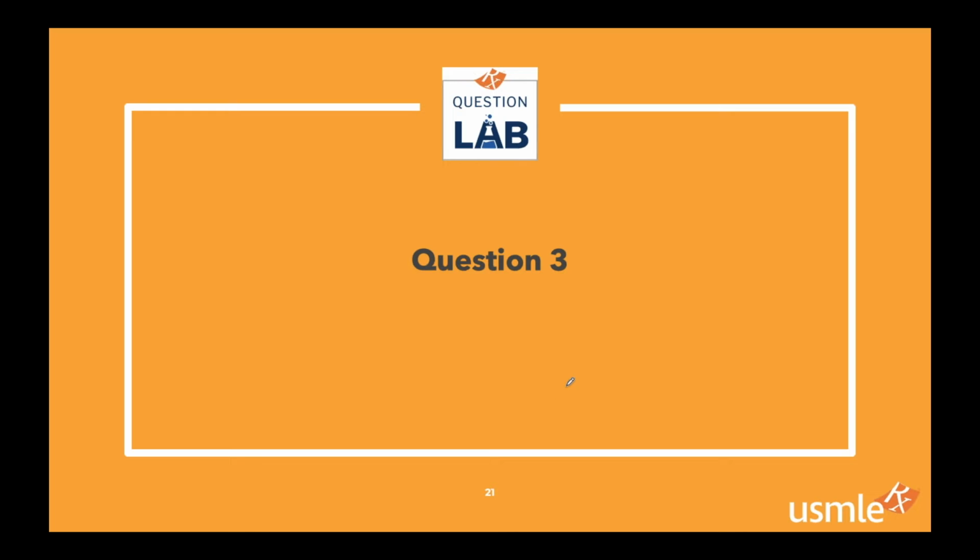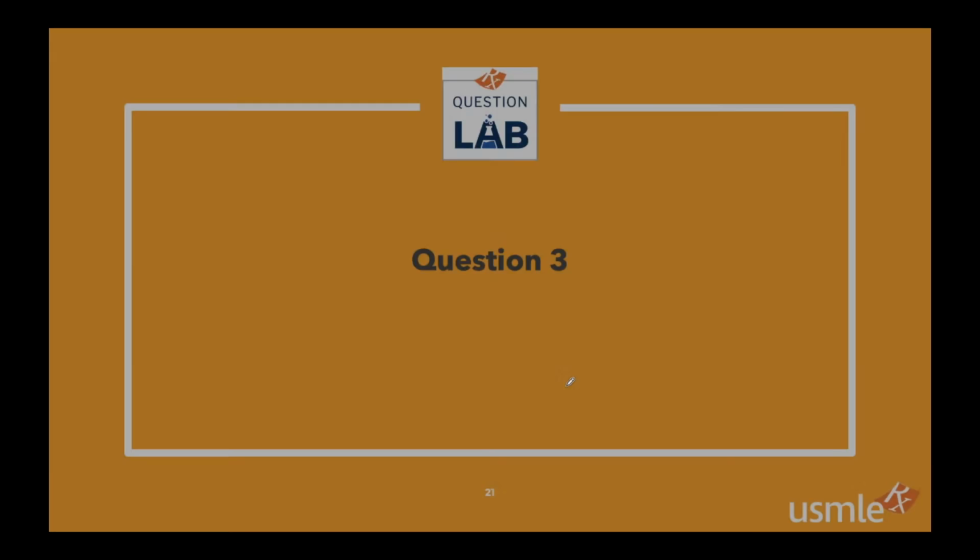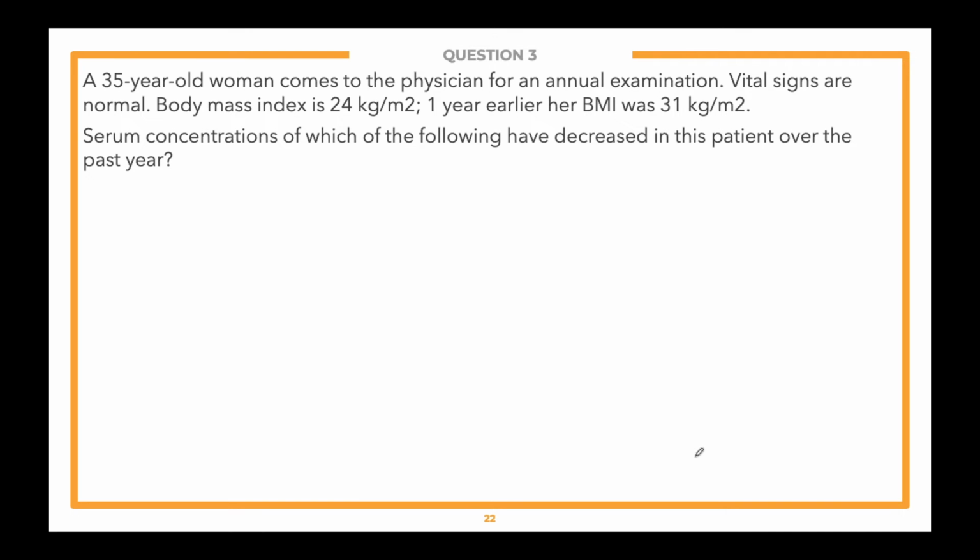With that, let's go ahead and move on to our third question of the evening. Once again, the answer choices are covered up, and we will begin with the lead-in. Serum concentrations of which of the following have decreased in this patient over the past year? I'll give all of you a few moments here to respond in the question box and let us know how many steps you believe this question requires, and then we'll move on to that vignette.